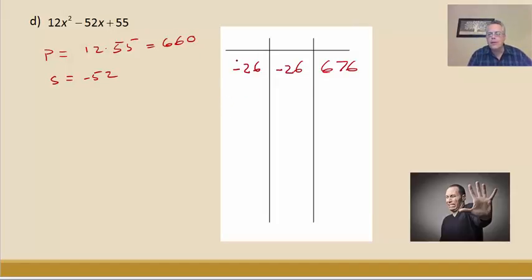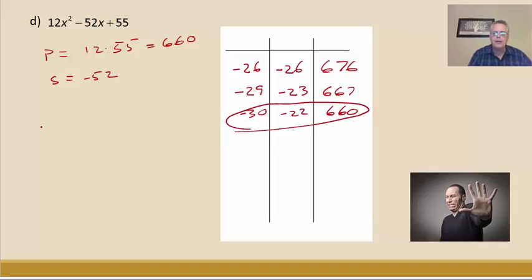So instead of going down by 1 and up by 1, I'm going to go down by 3. I'm going to skip a couple. I'm going to go up by 3. Okay, and if I went too far, I can always go back. But negative 29 times negative 23 is 667, so I'm close. I'm just going to go down by 1 more and up by 1 more, and I have it. That's 660. Okay, so this is actually a really systematic way, and you can factor anything.